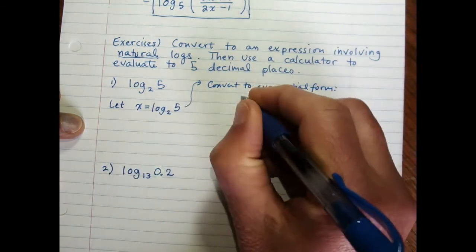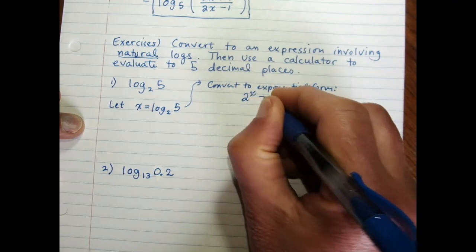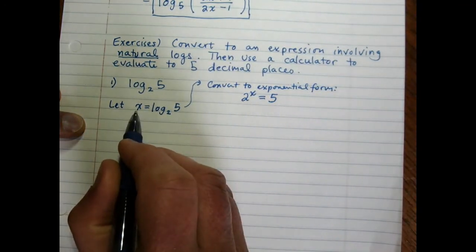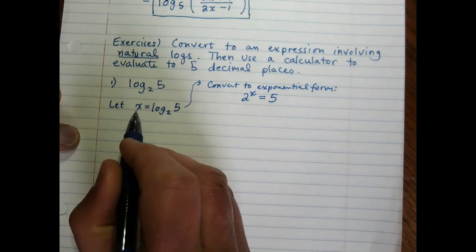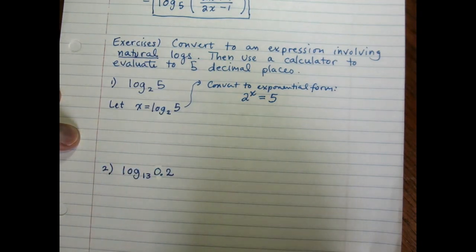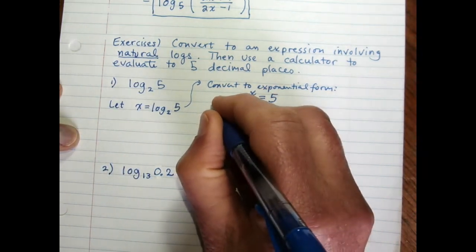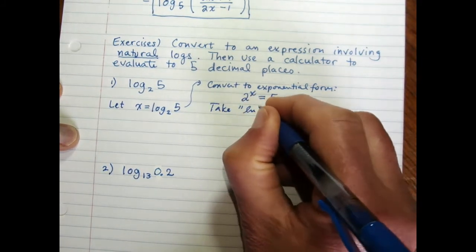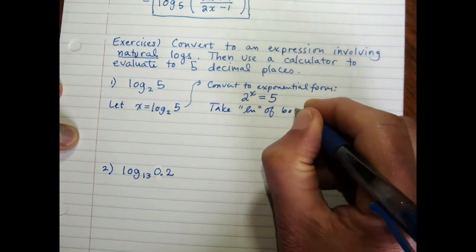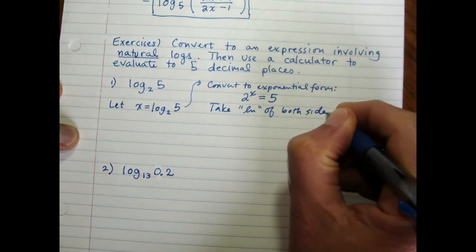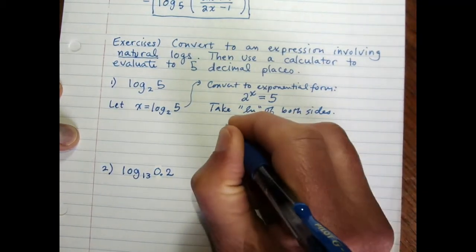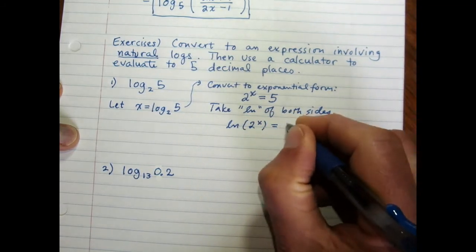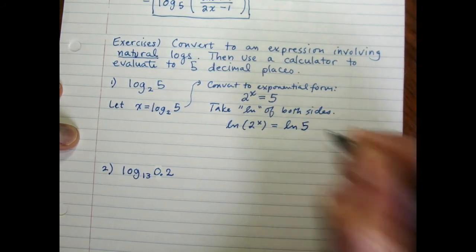Two to the x power is 5. That's the exponential form of that. I couldn't write that down without having an x here, or some variable equal to this quantity. And then we take ln of both sides. We're going to take the natural logarithm of both sides. So ln of 2 to the x is ln of 5.